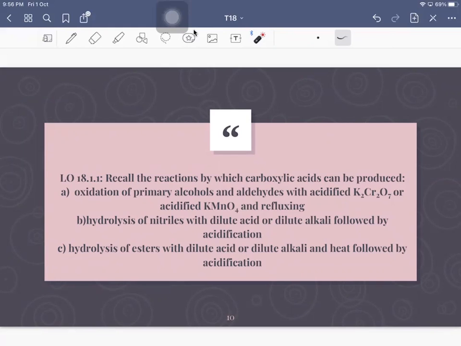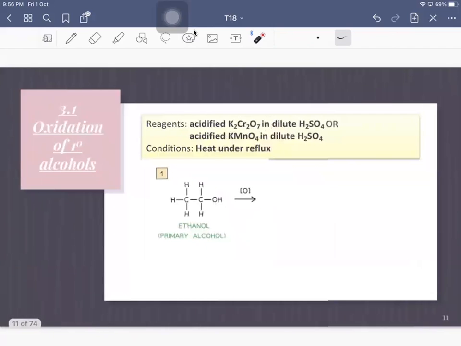It's basically just the reverse of esterification. You break down your ester bonds to form your original carboxylic acids and alcohols. Okay, so first we're going to look at the oxidation of primary alcohols. So if you're aiming to produce carboxylic acid, you don't have to worry about your setup. Carboxylic acid is the final product of the oxidation of your primary alcohol.